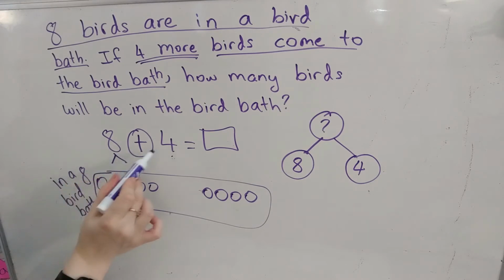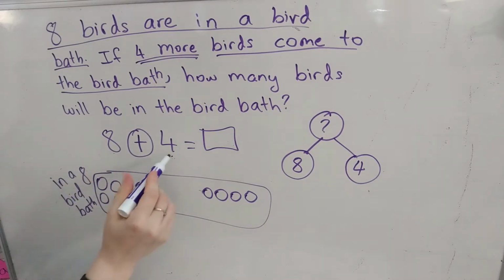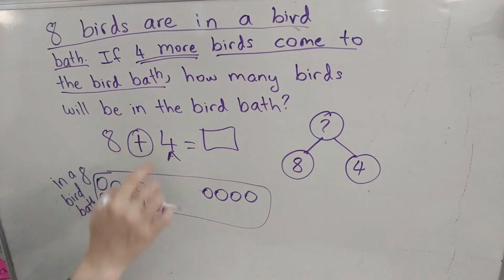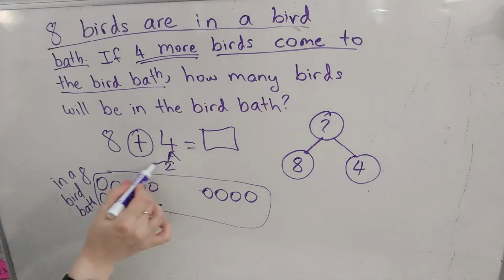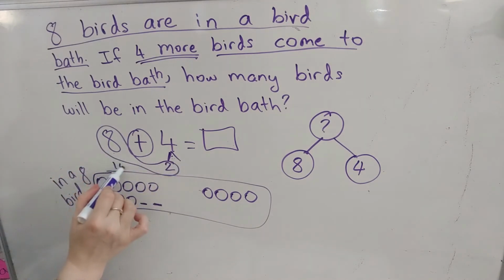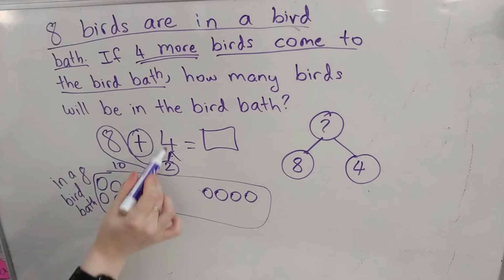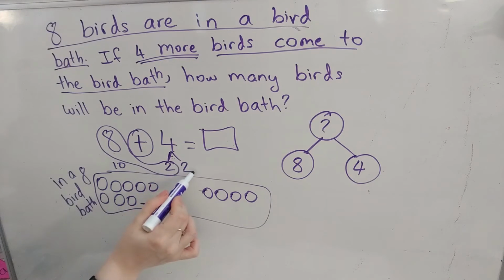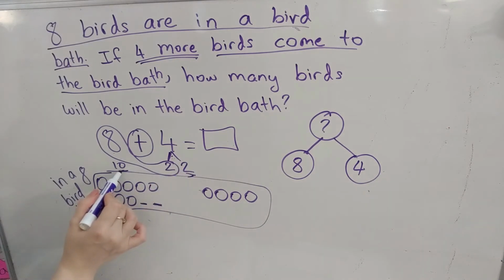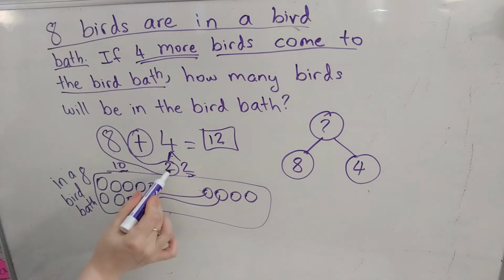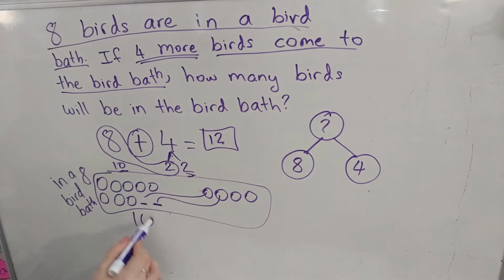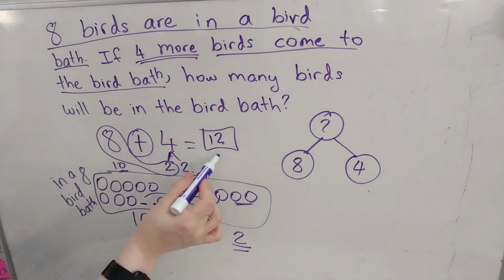What does 8 need to get to 10? A 2. 1, 2. 8 plus 2 is 10. What is left on this side? A 4 has a 2 and a 2. Add those leftovers. 10 plus 2 is 12. 8 gets these 2, right? That's that 2 right here. That becomes a 10. What's left on this side? Another 2. 10 plus 2 is 12.